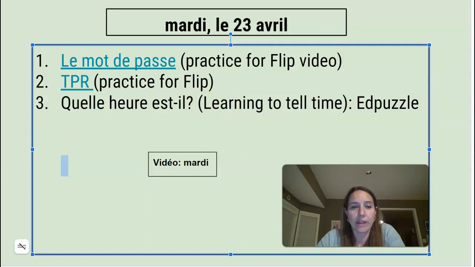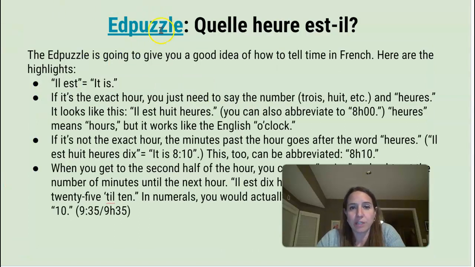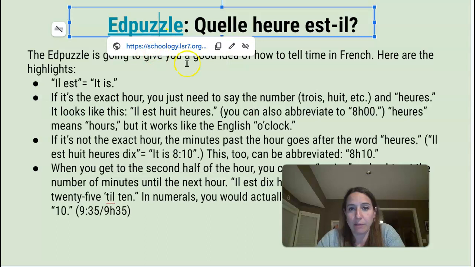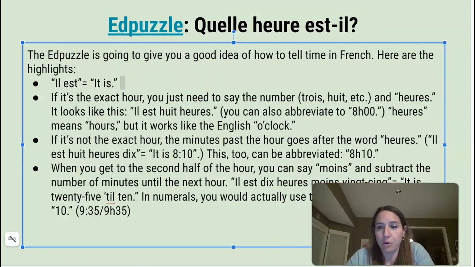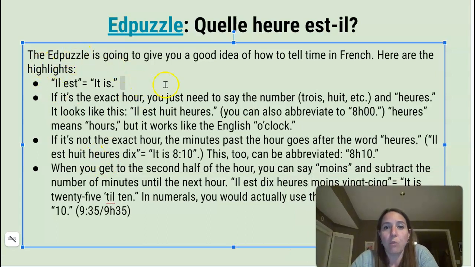Okay, quelle heure est-il? So this brings you to the Schoology assignment with the Edpuzzle embedded. Let me just go through my explanation here. So when you answer the question, quelle heure est-il? You typically answer with il est. And if it's the exact number, you can say il est 3 heures or il est 8 heures if it's 8 o'clock. Il est 8 heures. It is 8 o'clock sharp.